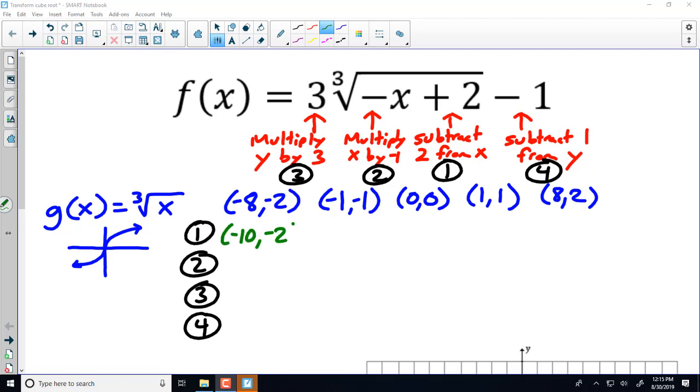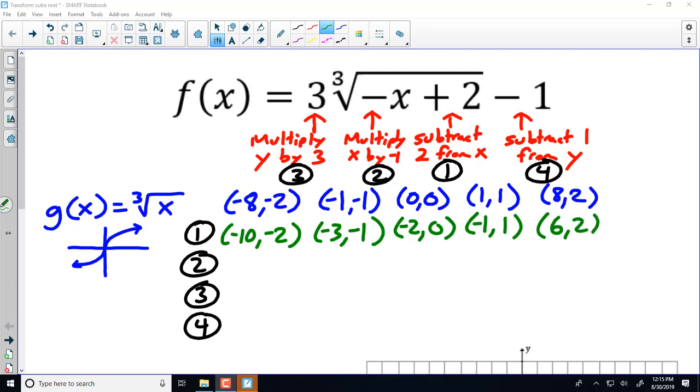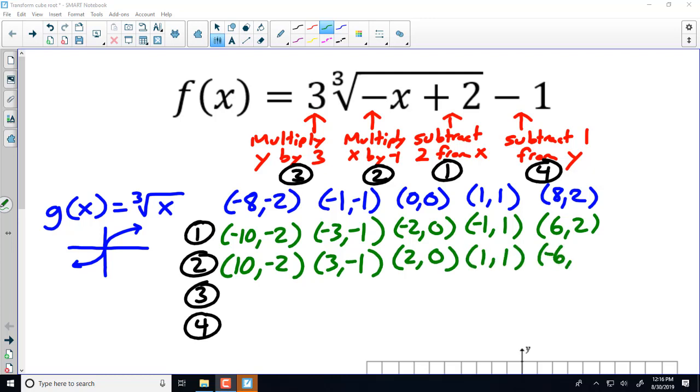(-10, -2), (-3, -1), (-2, 0), (-1, 1), (6, 2). I subtracted 2 from every x, but I left all the y's alone. Now I'm supposed to multiply all the x's by -1 and leave the y's alone. (10, -2), (3, -1), (2, 0), (1, 1), (-6, 2). I just multiplied every x by -1, changed its sign, but I left all the y values alone on that step.